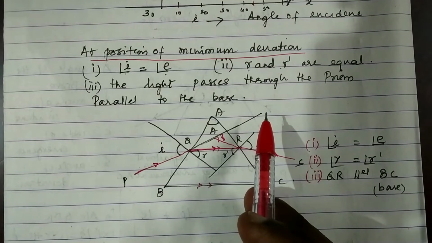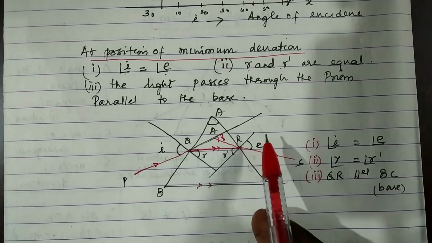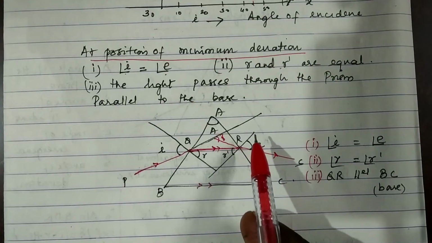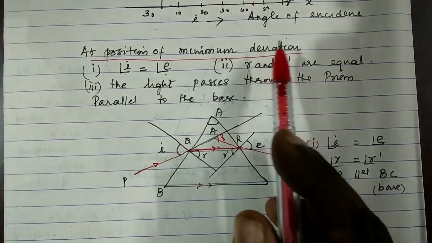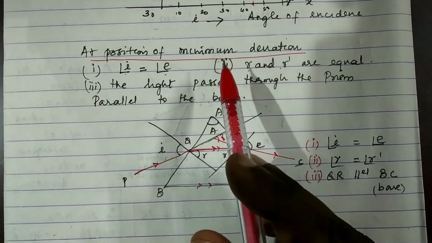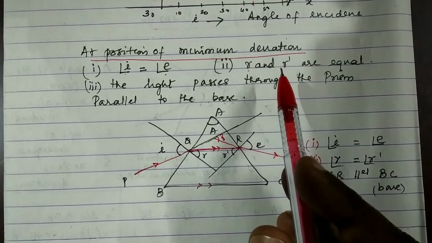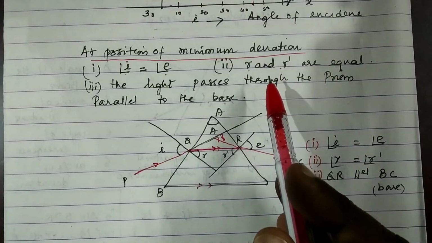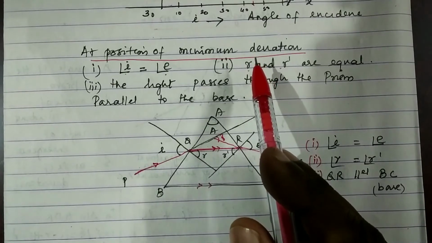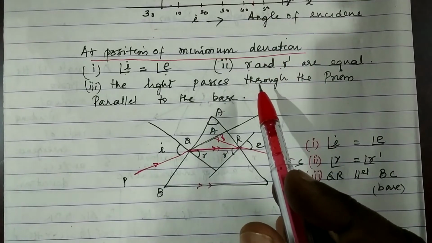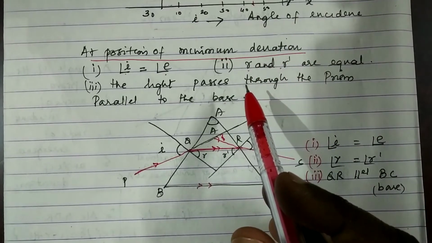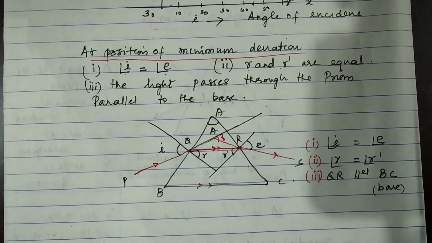The position of minimum deviation occurs at one and only one particular angle of incidence. When the angle of incidence increases, the angle of deviation decreases. For one particular angle of incidence, the deviation will be least. After that, it starts increasing. That is called the position of minimum deviation of the prism.